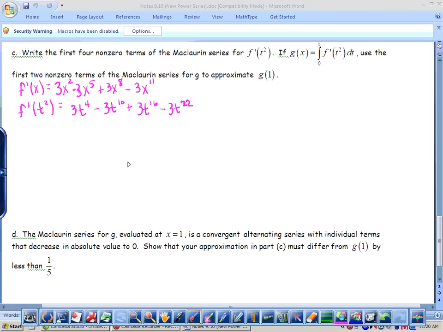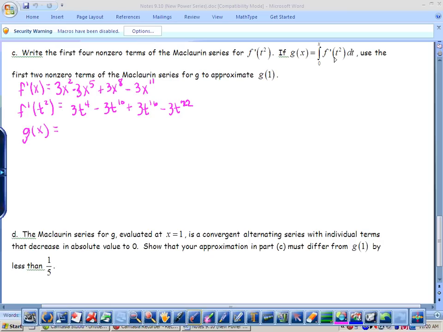All right, so I've done the first sentence, right? The first four non-zero terms for f prime of t squared. All right, if g of x is the integral from 0 to x of f prime of t squared, use the first two non-zero terms of the Maclaurin series for g to approximate g of 1. Well, it's asking us to use g to do something. So let's write out what g is.